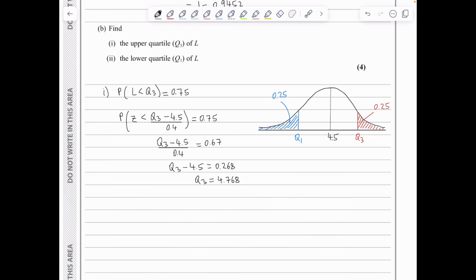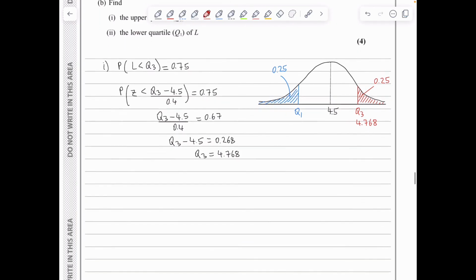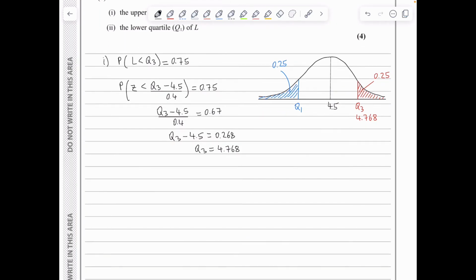For the lower quartile Q1, I could repeat the process. However, I strongly suggest we exploit the symmetry of the normal curve. So we have already established that Q3 is 4.768, and by symmetry, it must be the case that the mean of 4.5 is the midpoint of Q1 and Q3, which means that Q1 plus 4.768 over 2 must be equal to 4.5. This means that Q1 plus 4.768 is equal to 9, which leads to Q1 being equal to 4.232.